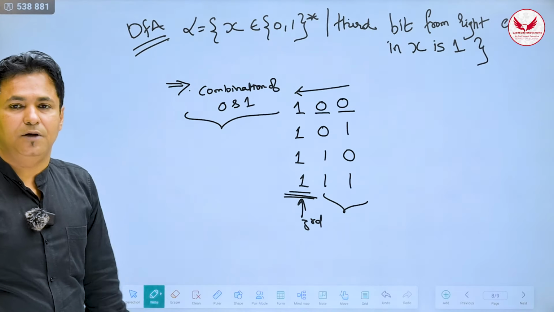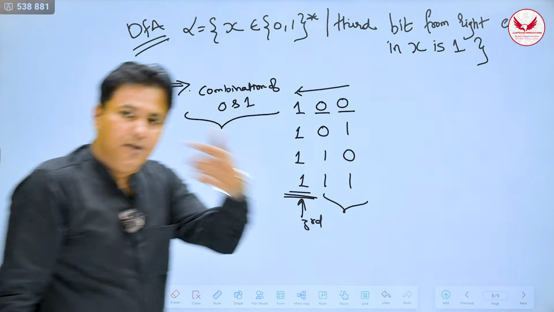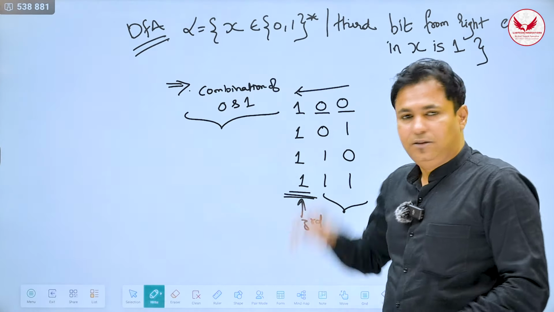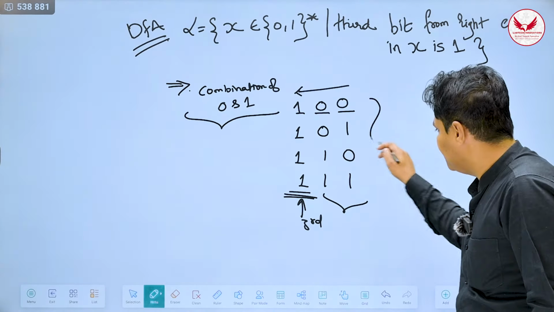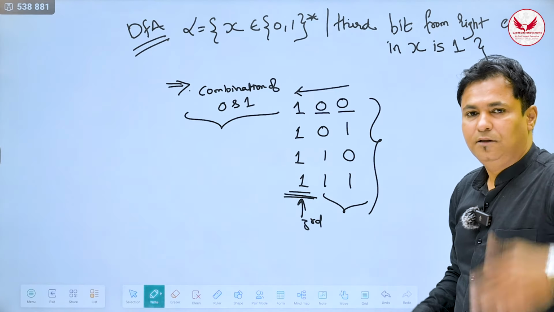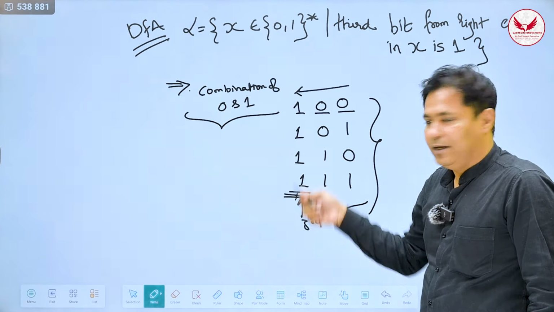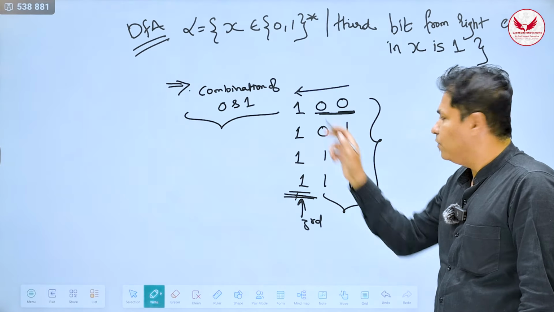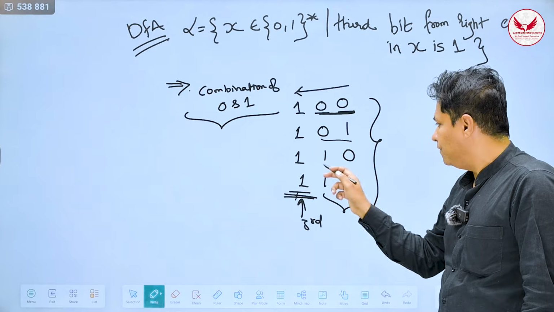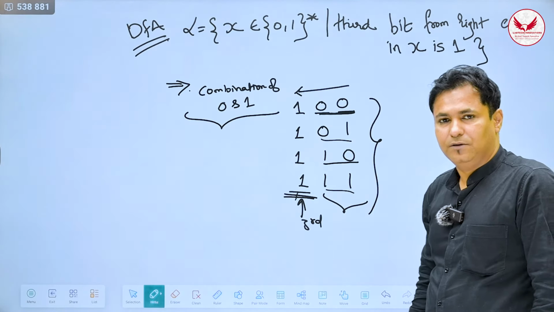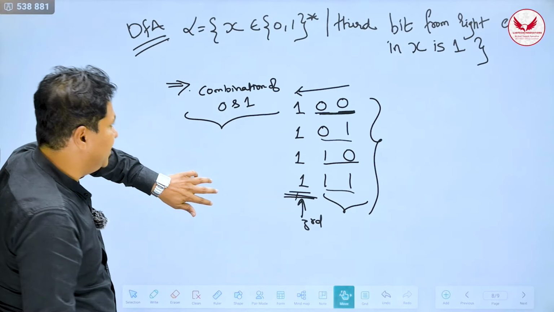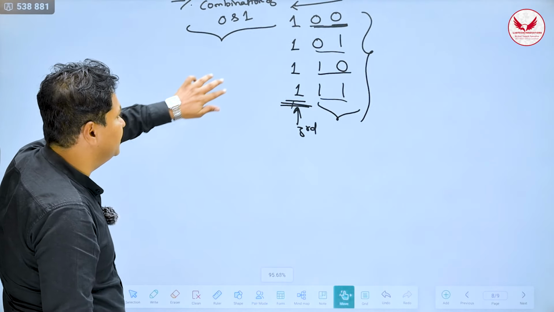So what are the possible outcomes? What are the possible strings where the 1 appears at the third position? So here are the possibilities where the third bit 1 appears, and after the 1 it can have the combination of 0, 0, 0, 1, 1, 0 and 1, 1. So we will design the machine for this DFA, that is, third bit from the right end is 1.